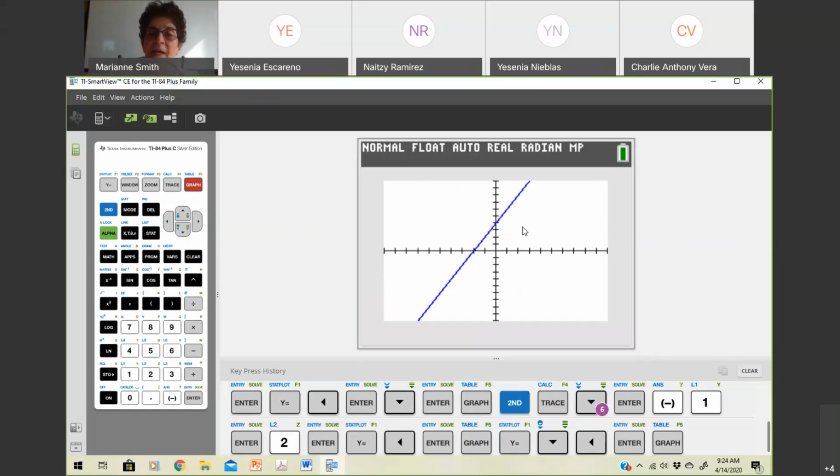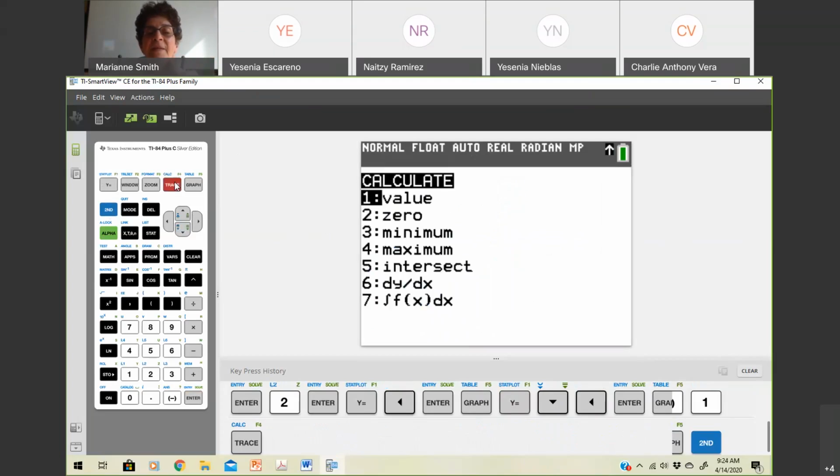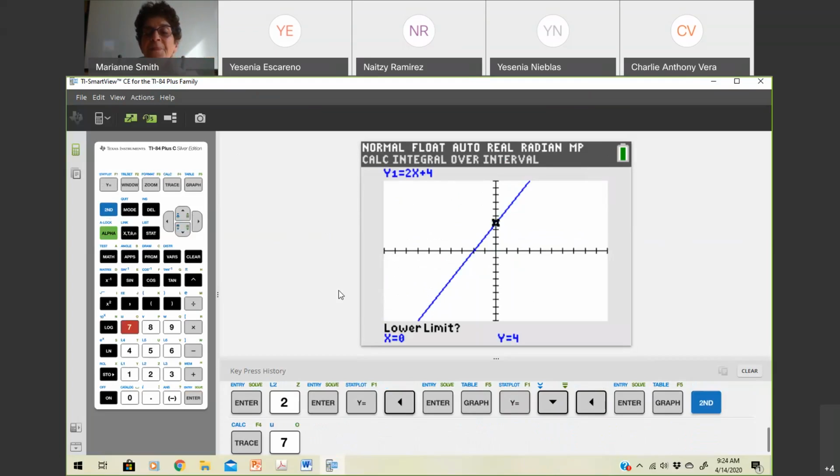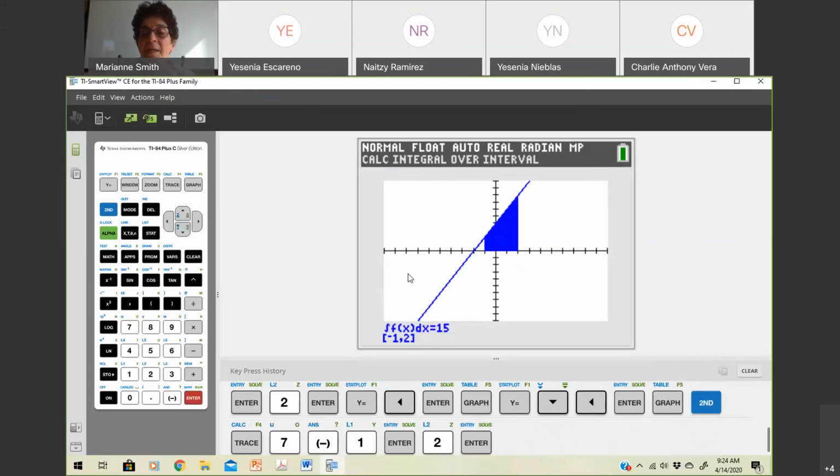If I want to find the area under that, that's on my calc menu, which I get to by second trace. And then number 7 down here is the definite integral. I'm going to choose 7. And then it's asking me for the lower and the upper limits on the definite integral. So those were -1 for lower, +2 for upper. And it says the area between those limits under this curve is 15 square units.